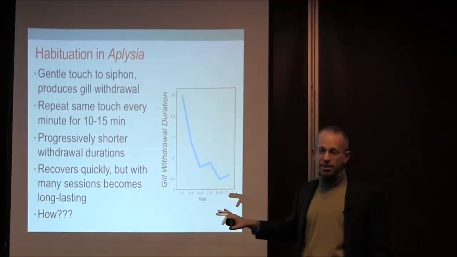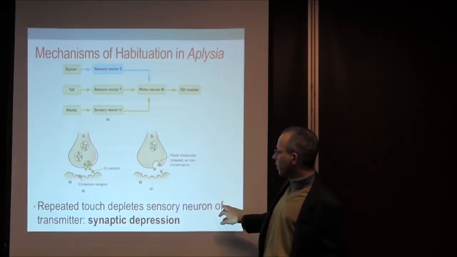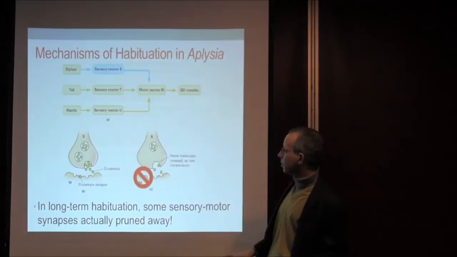So what are the mechanisms of habituation? We know the mechanism of the habituation is what we just described here. Repeated touch depletes sensory neurons of transmitter. So it's called synaptic depression. So there's less and less glutamate.